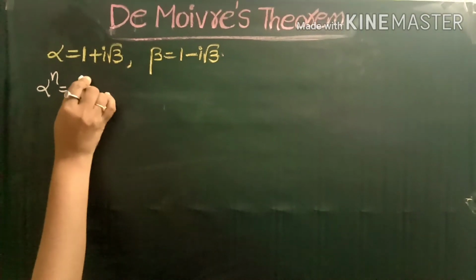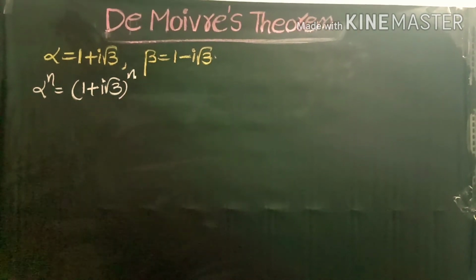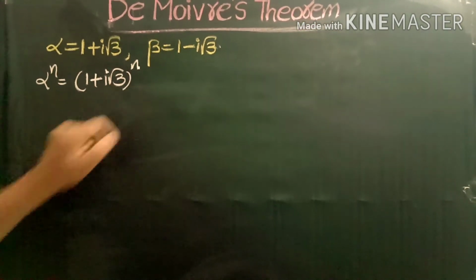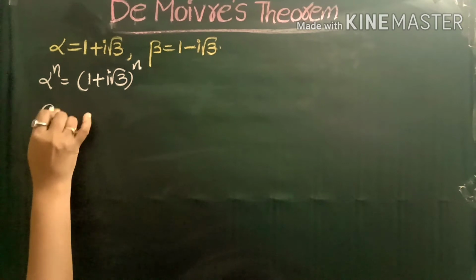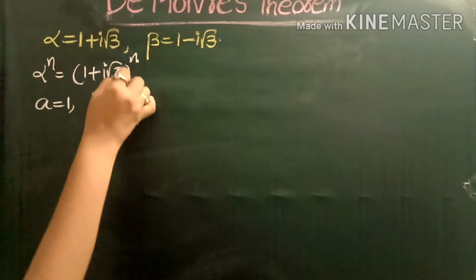So alpha power n is equal to (1 plus i root 3) whole power n. Already here we have that alpha is equal to 1 plus i root 3. So alpha power n is equal to (1 plus i root 3) whole power n. From this we take the values of a, b: a is equal to 1 and the value of b is equal to root 3.